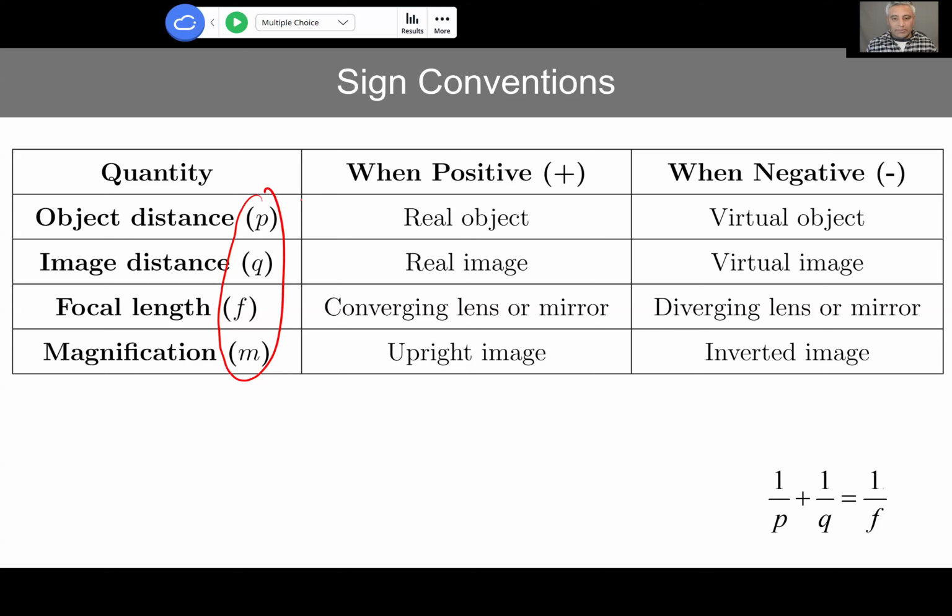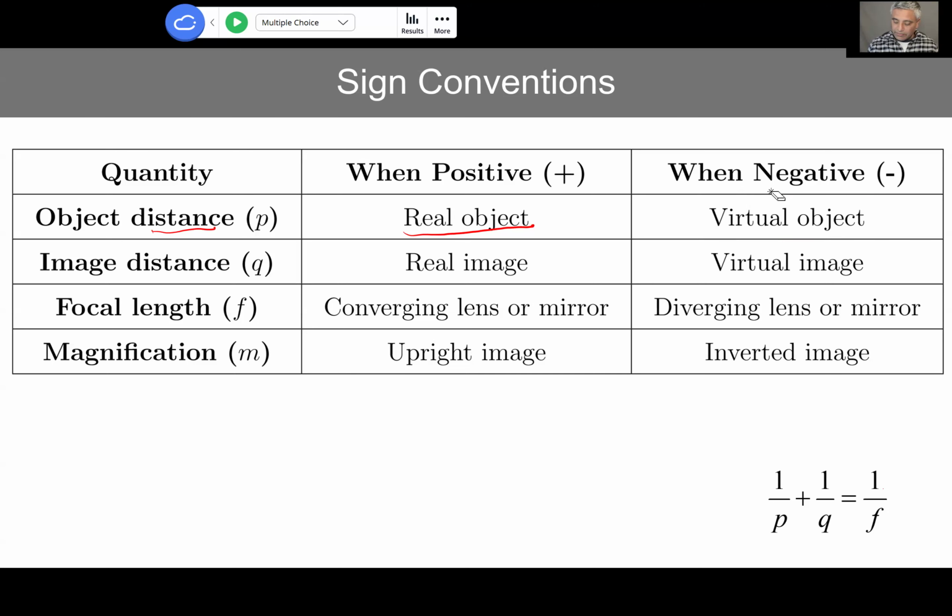So when is it positive? Okay, when is it positive? So object distance is positive when the object is real, but negative when it is virtual. So you may be thinking, okay, what is a virtual object? We drew a virtual image, but what is a virtual object? Usually a virtual object happens when we have a combination of two lenses and mirrors and so on. So we'll talk about that one in the next chapter when we talk about optical instruments. Okay.